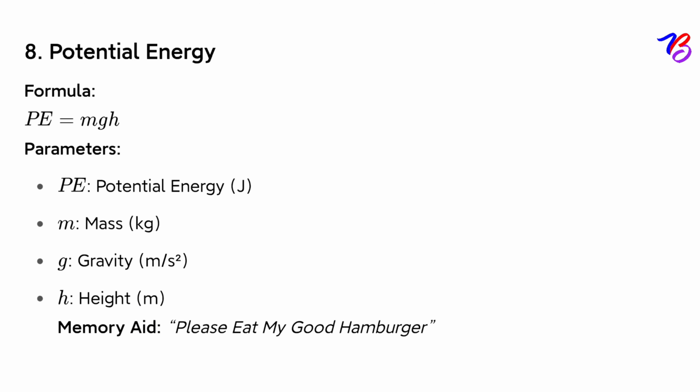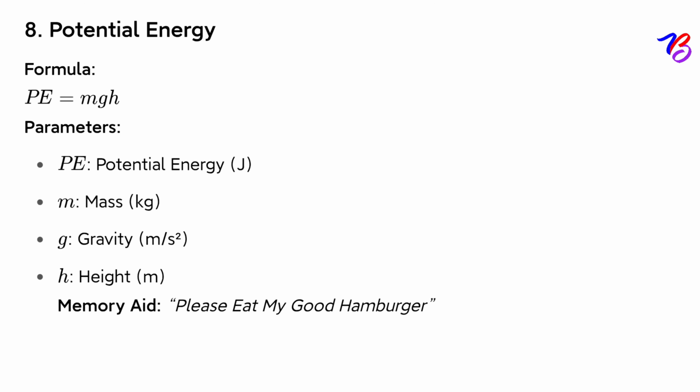So number 8 is potential energy. I've captured that earlier. So potential energy is equal to mass multiplied by acceleration due to gravity multiplied by height. I told you if you know the formula for work done, you should be able to memorize this particular formula. So PE is your potential energy in joules, M is mass in kilograms, G is gravity in meters per second squared, and H is your height in meters.